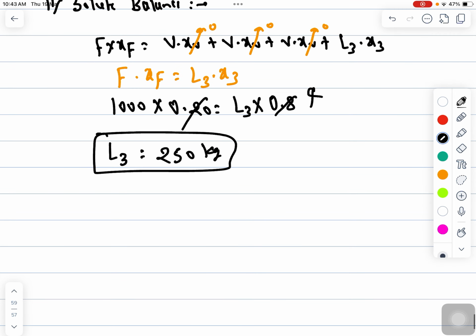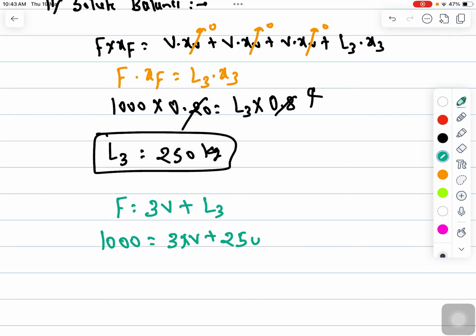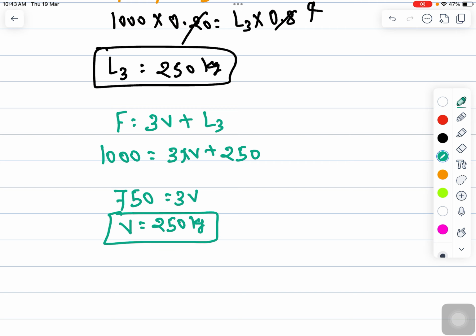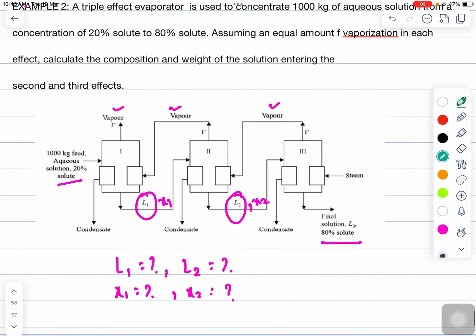Okay, now again what we know is that F equals 3V plus L3. So F is your 1000, that is equal to 3 into V plus 250. Once you do the calculation, you will get 750 equals 3V. So V will be equal to 250 kg. So now you get to know how much vapor is evaporated from each effect. Is that clear? Now that is fine.